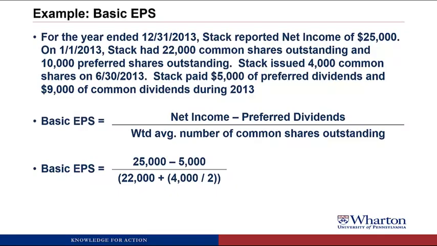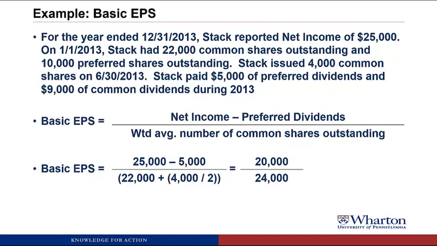First of all, we ignore preferred shares. When we look at the common shares, they had 22,000 shares at the beginning of the year, and those were outstanding throughout the year. But then they added 4,000 shares for half a year. So to get the weighted average, we take 22,000 shares for the full year, plus 4,000 shares for half a year. We have 24,000 shares in the denominator, and of course we have 20,000 in the numerator of net income minus preferred dividends.